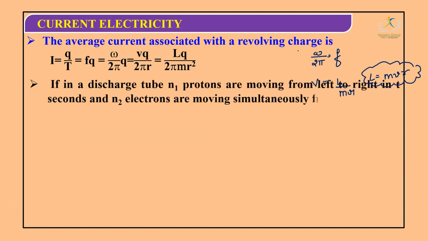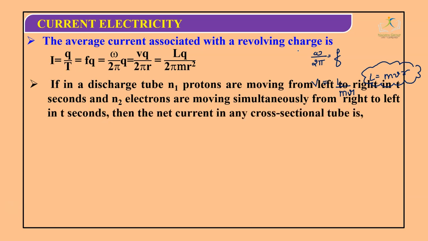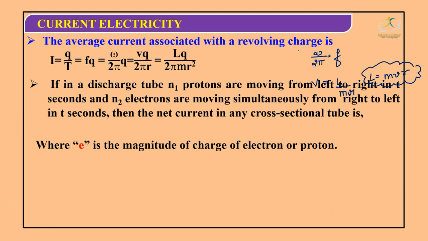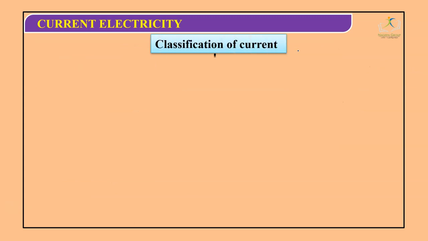If in a discharge tube N1 protons are moving from left to right in t seconds and N2 electrons are moving simultaneously from right to left in t seconds, then the net current in any cross-section of the tube, where e is the magnitude of the charge of an electron and proton, is I equals (N1 plus N2) times e divided by t.